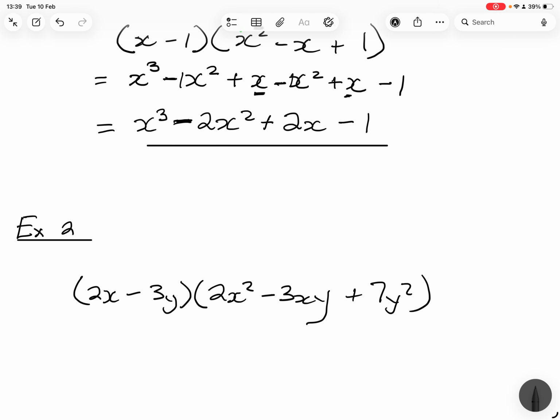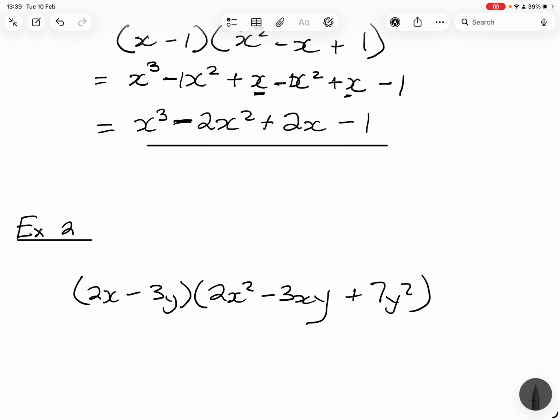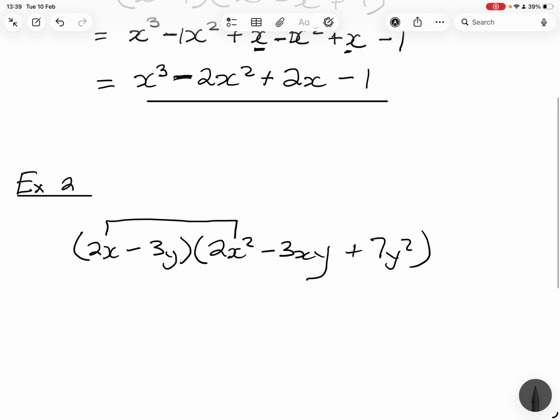Right, so what I want us to do is to multiply them out together, and we are going to take this one at a time, right? So we said first term with the first term. So 2x multiplied by 2x squared, that will give us 4x cubed. Remember that if we are multiplying and we've got bases, okay, that are the same, we're going to add the exponents, right?